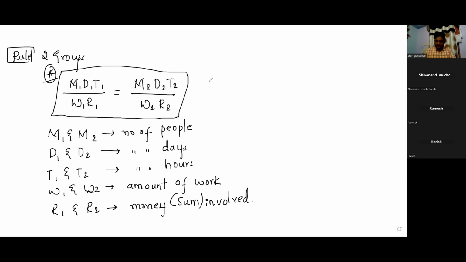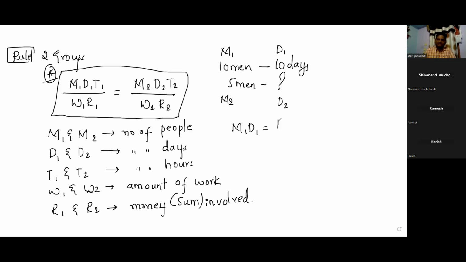So let's start from this. Now in the last question, it was 10 men were taking 10 days. 5 men are taking how many days? So this we consider as M1. This we consider as D1. This we'll consider as M2, and we want D2. Yes or no? So my reduced formula is M1 D1 is equal to M2 D2.